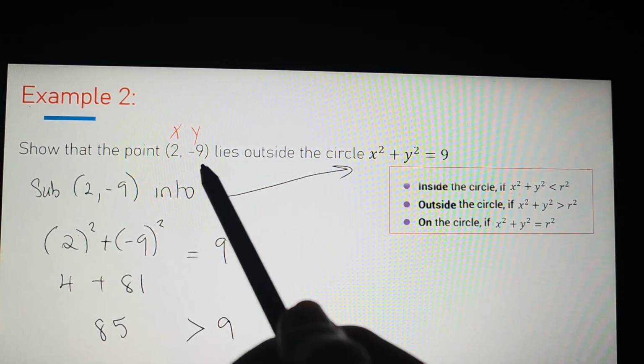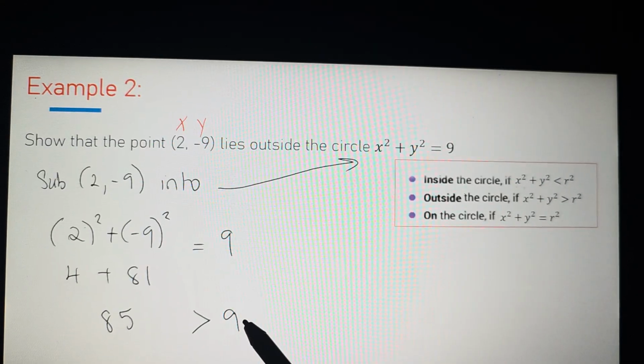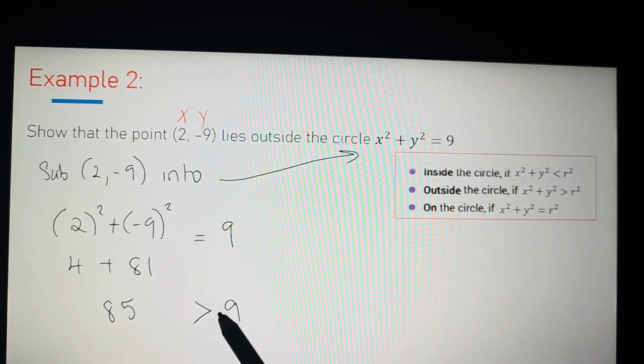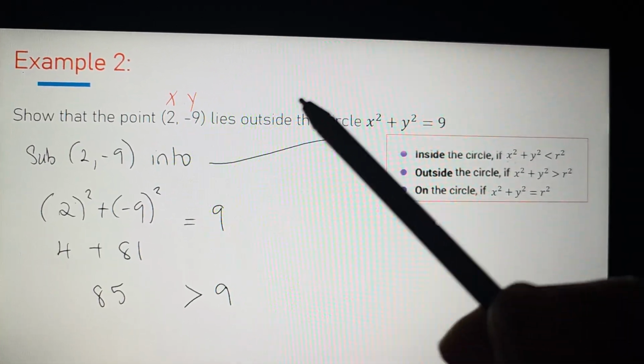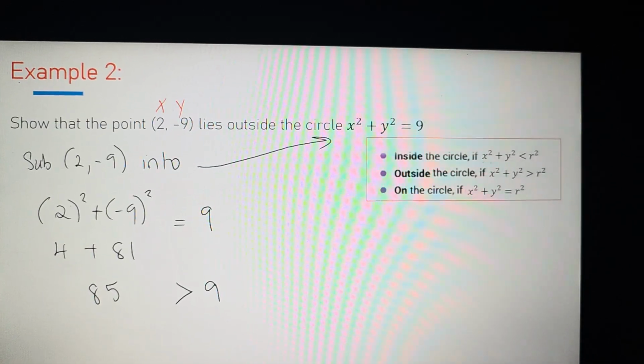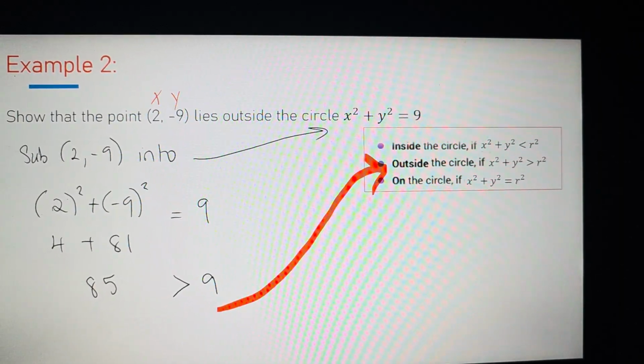And they asked me to show that the point lies outside. So it is correct to be getting a value greater than 9. If you got something less than 9 or equal to 9, you're obviously wrong because they're telling me that it is outside. I just need to show that it is outside afterwards.